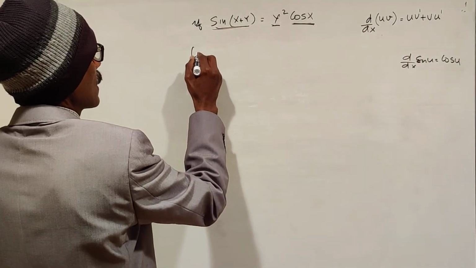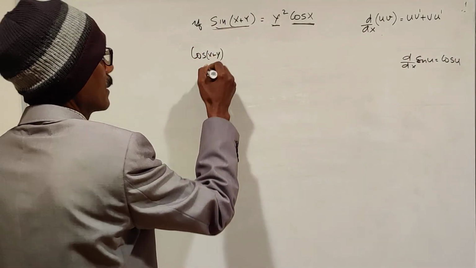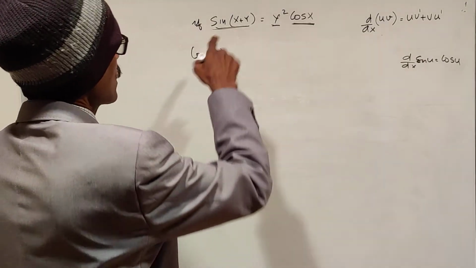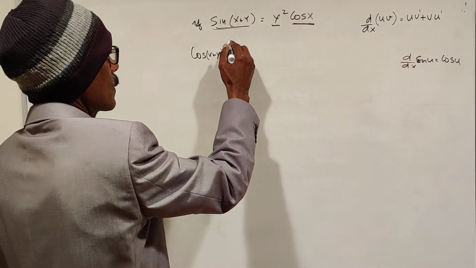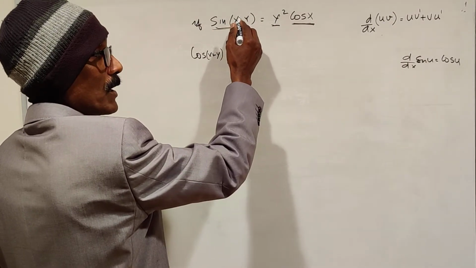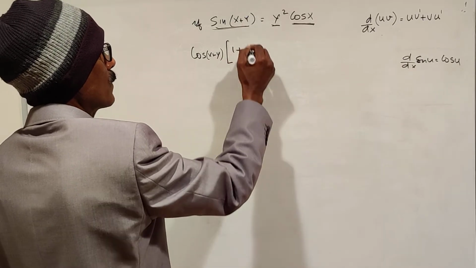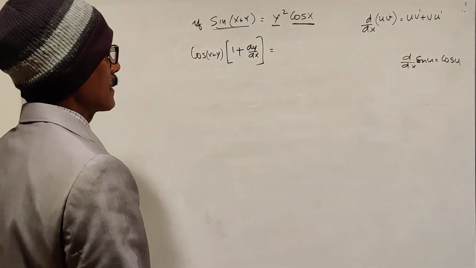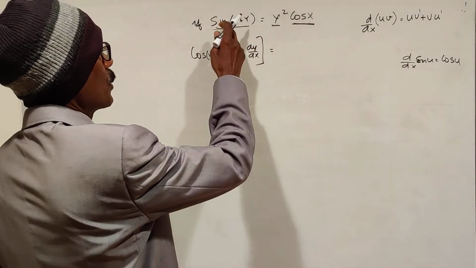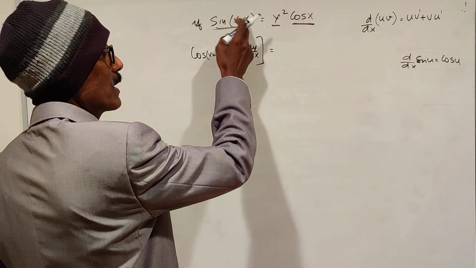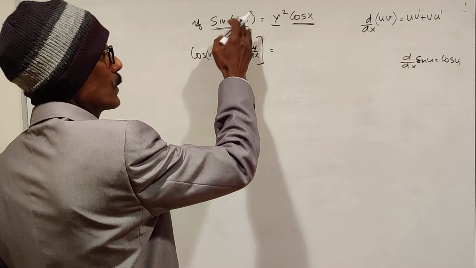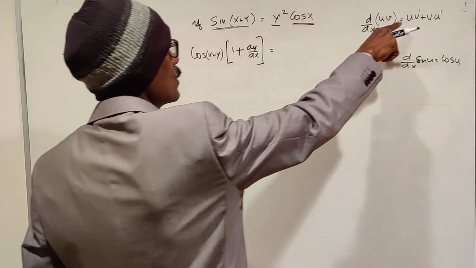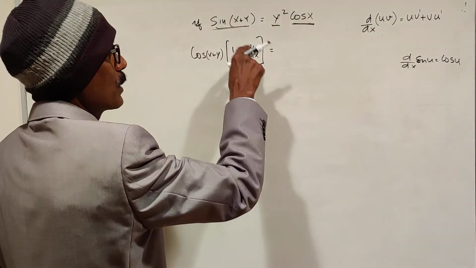Here, cos(x + y). Then what is the next step? Differentiation of u, that is x plus y, that is chain rule. What is the derivative of x? 1, plus what is the derivative of y? dy by dx. Close the bracket. Finished. You don't need to apply the product rule here because x and y are adding, so it's not a product. If it is the product xy, then you need to use the product rule. Here x plus y, you don't need the product rule.